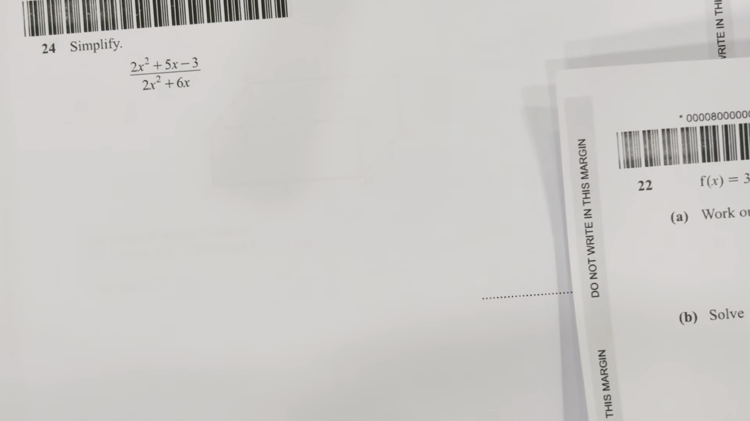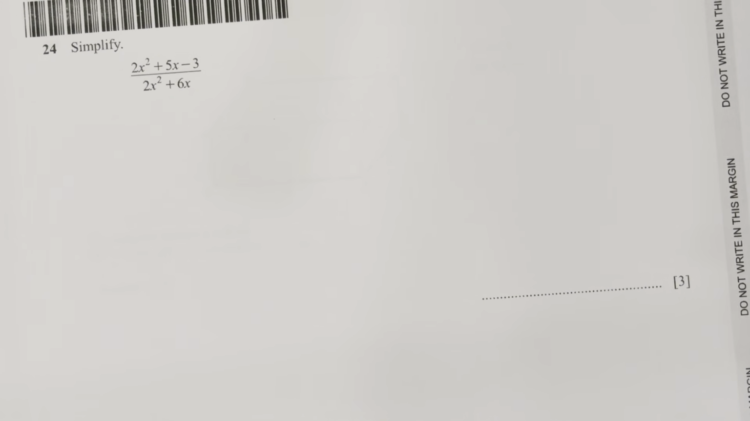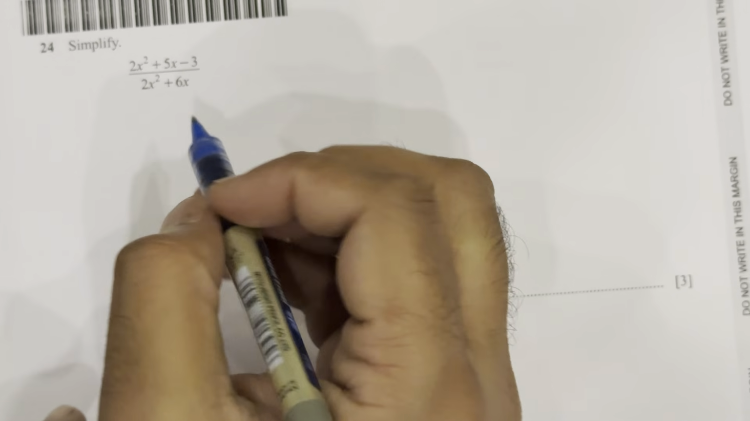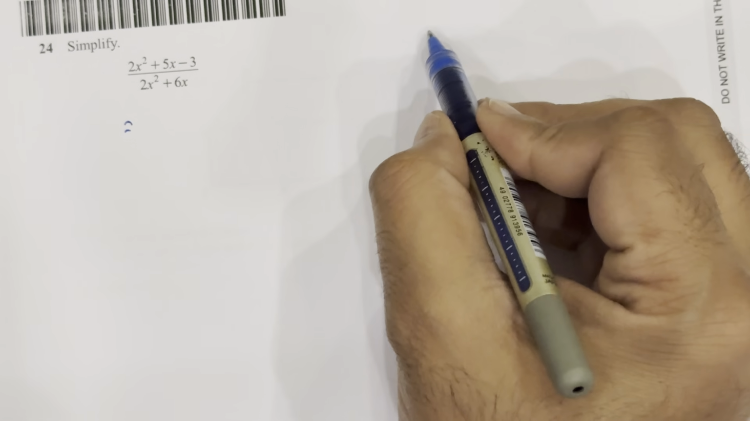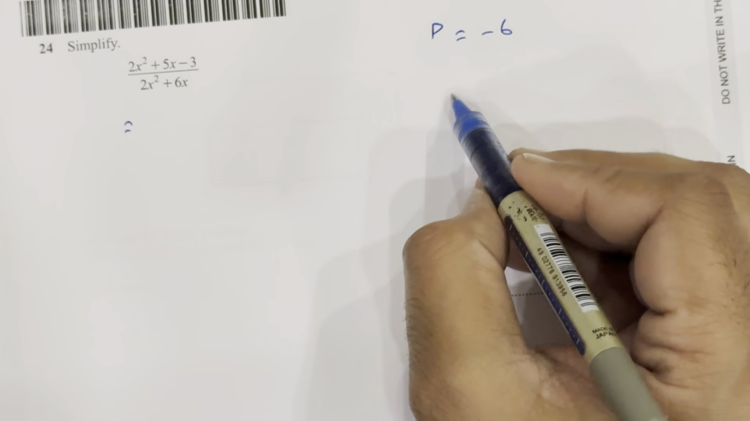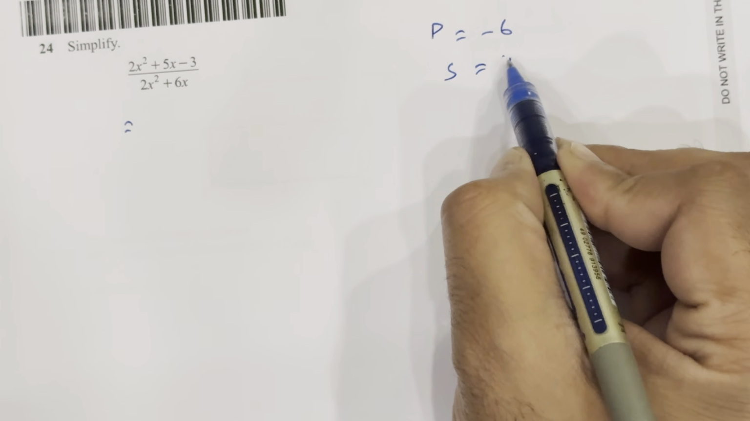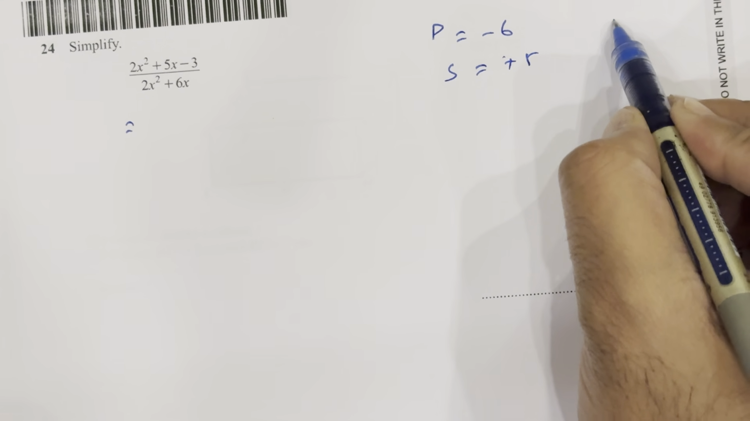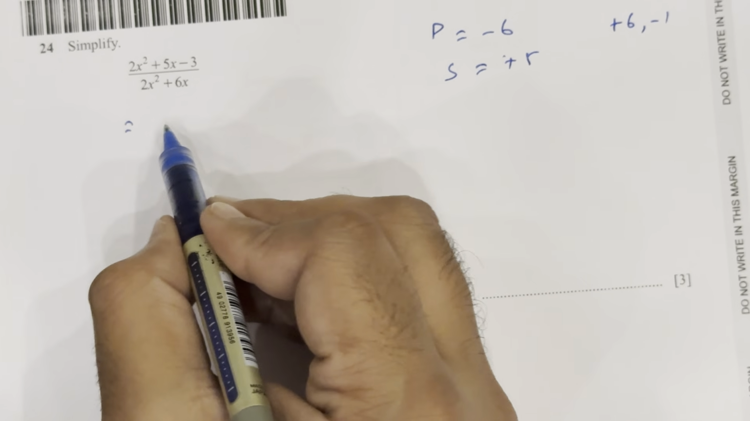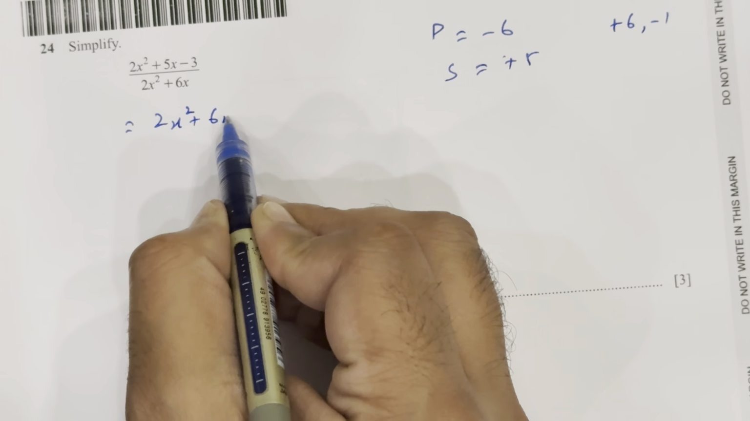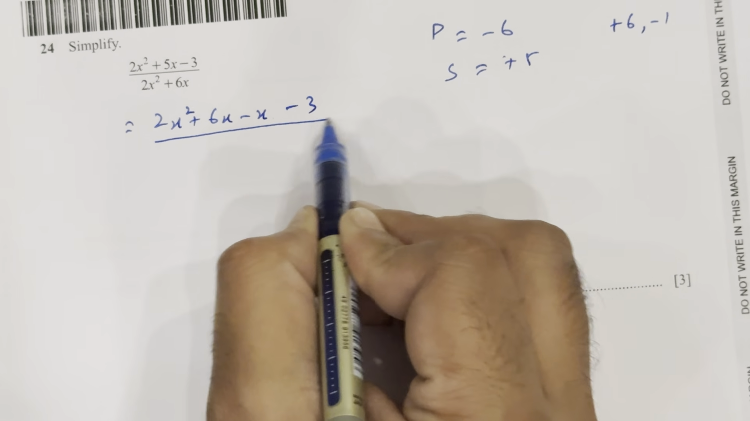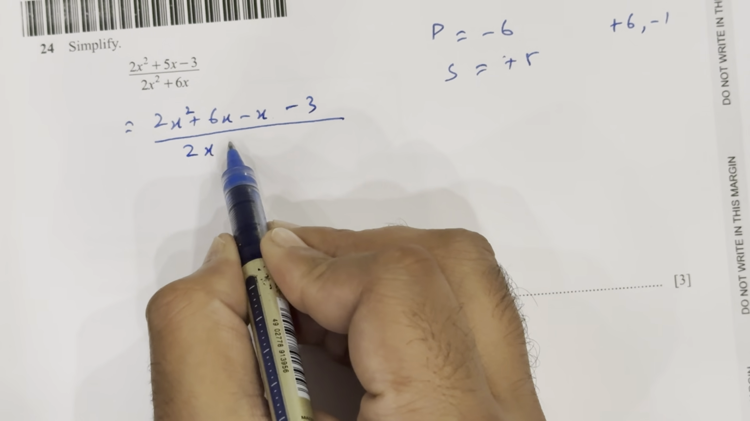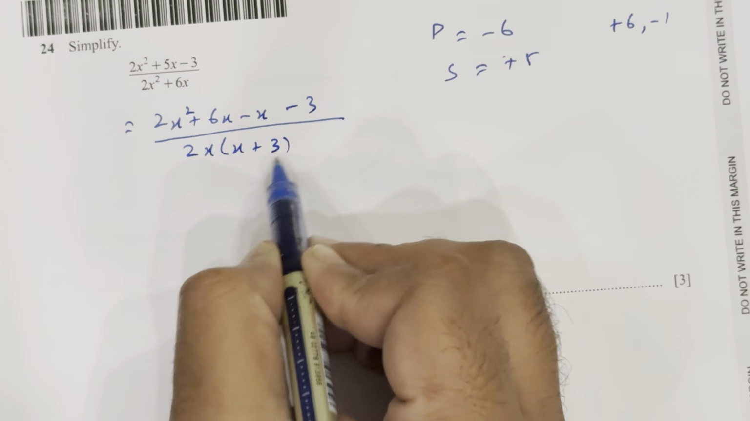Again, moving to question number 24, that is from the topic of algebra. Simplify 2x squared plus 5x minus 3 over the denominator. We need to factorize. 2 into 3 means the product should be equal to minus 6, and their sum should be equal to plus 5. So there would be a pair, it would be plus 6 and minus 1. So 2x squared plus 6x minus x minus 3, and from the first part you can take 2x common, it would be x plus 3.